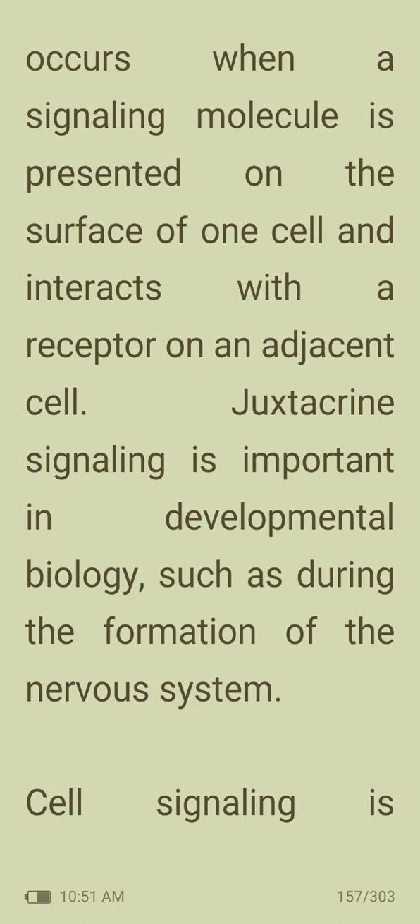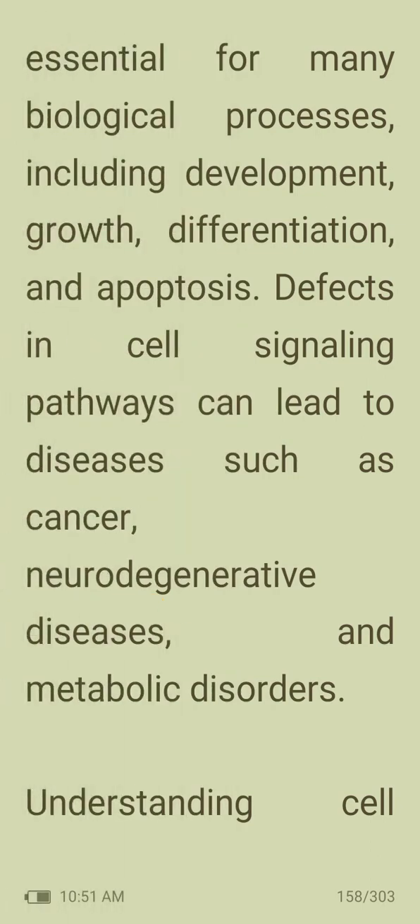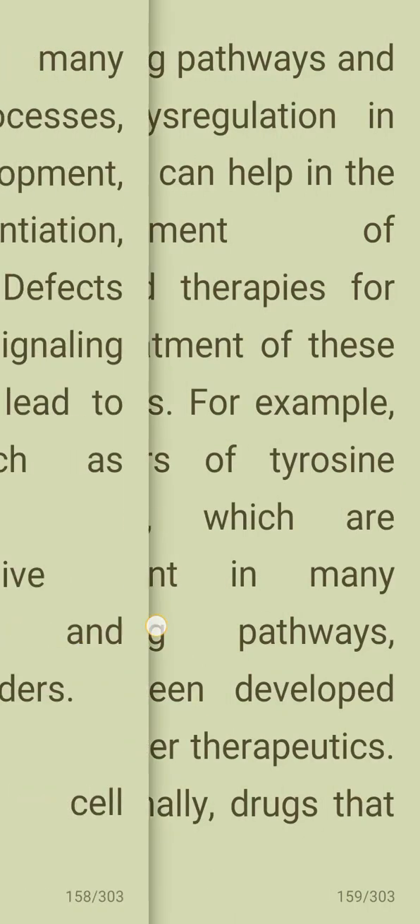Juxtacrine signaling is important in developmental biology, such as during the formation of the nervous system. Cell signaling is essential for many biological processes, including development, growth, differentiation, and apoptosis. Defects in cell signaling pathways can lead to diseases such as cancer, neurodegenerative diseases, and metabolic disorders.